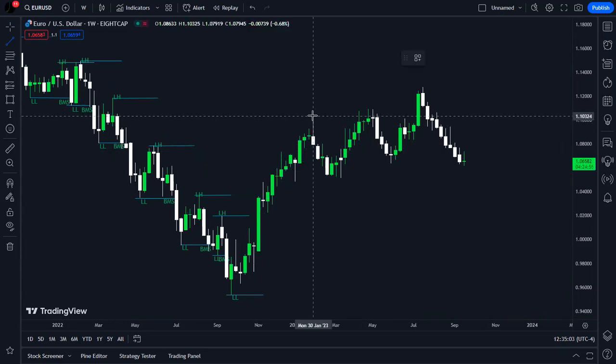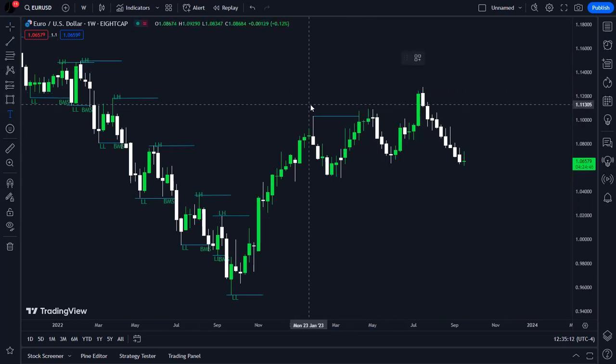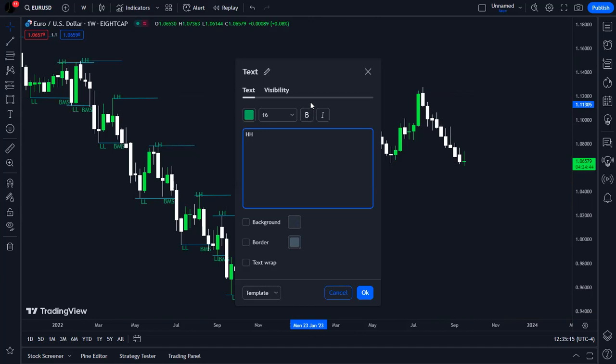This is the obvious high. Okay, from a weekly perspective, this is the most obvious higher high. This is bullish market structure, now we have a higher high.